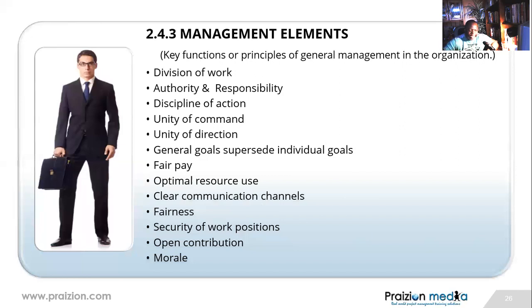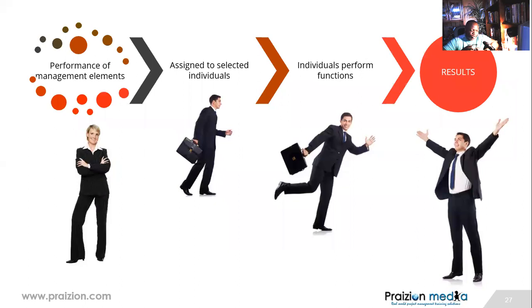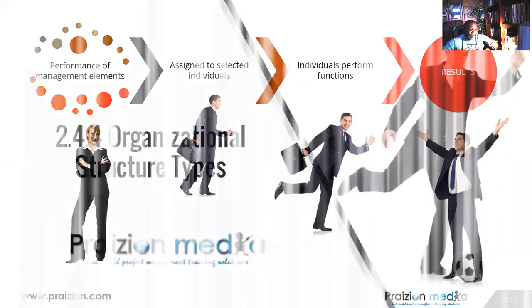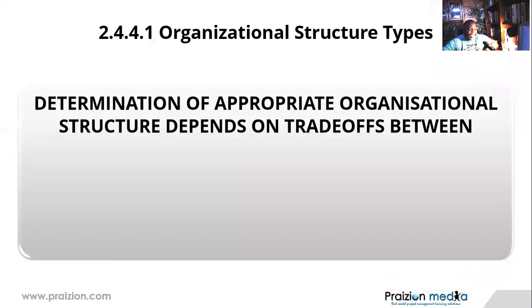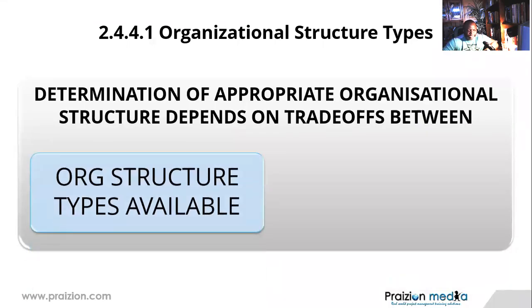And when we talk about management elements, we're talking about key functions or principles of general management in the organization: division of work, authority, responsibility, discipline of action, all of these things on the screen, right? But all of these, they map together in some way to help the project manager get results, right? So the management elements, the governance framework, the concept of systems interaction, and our next topic, which is organizational structure types, all of these together, they help get the results that you get in the firm.